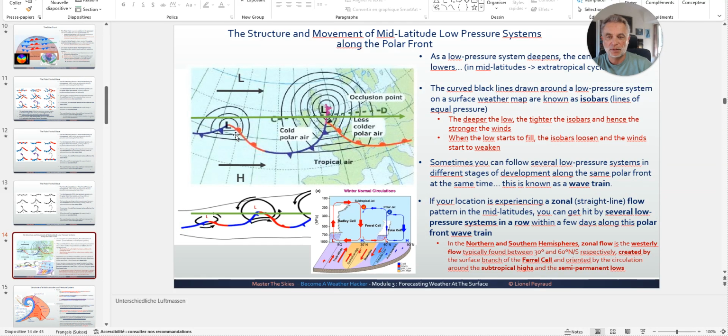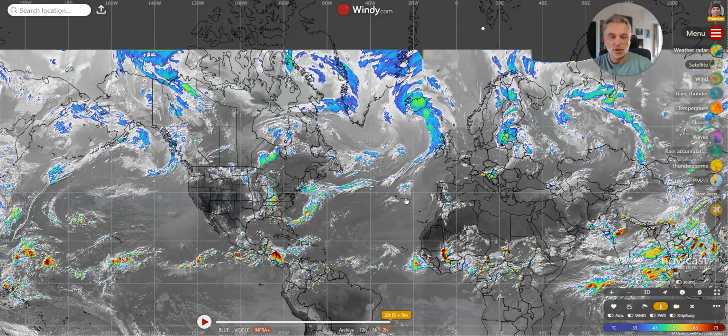If you remember when I talked about polar fronts in my weather course, you can get what we call a polar front wave train, which is a succession of low pressure systems along the polar front, especially in zonal westerly flow, that affect these weather systems from west to east across the mid-latitudes. And so if we go back to the satellite imagery and take a look, you can pick out these fronts.